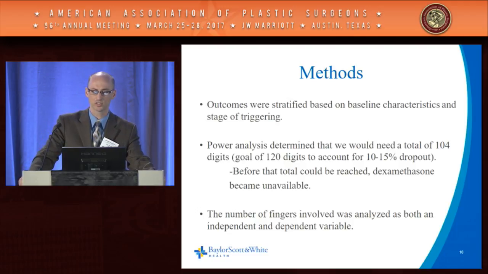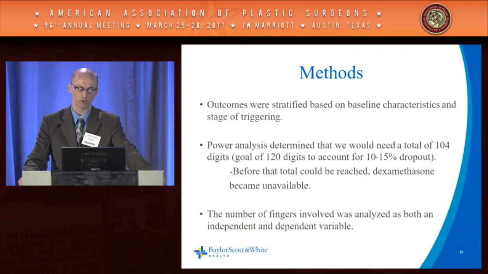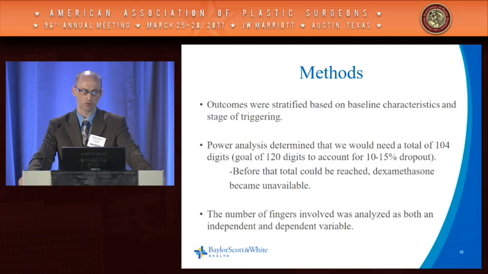A power analysis was performed, and we determined that we would need about 104 digits for sufficient power. However, our goal was set at 120 digits to account for about 10 to 15% dropout rate, which we did not experience. But before that total could be reached, unfortunately, dexamethasone became unavailable. So we had to make a tough decision at that time. We had 99 digits and 69 patients. We elected to cease enrollment rather than introduce a different medication that would potentially add confounders to our study.